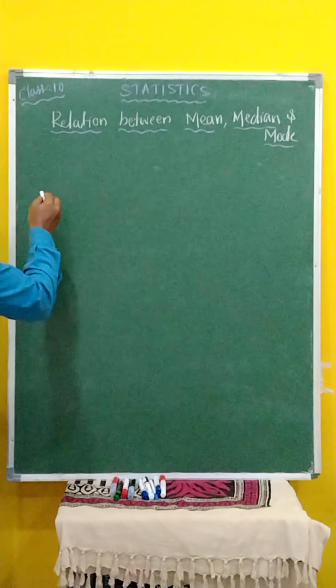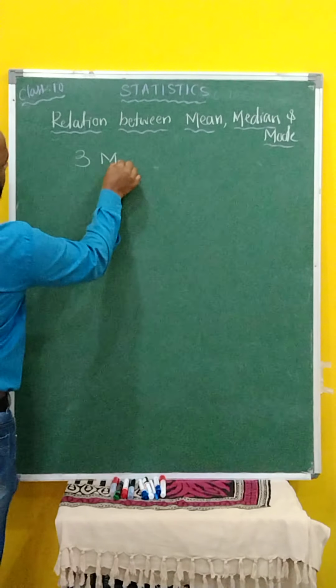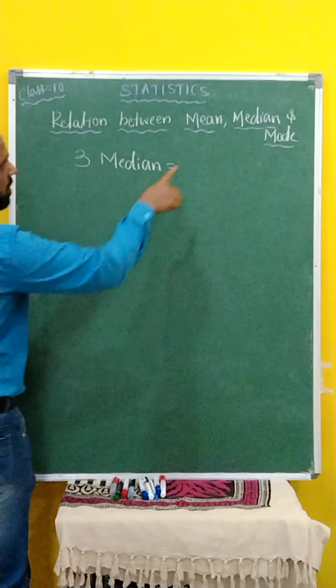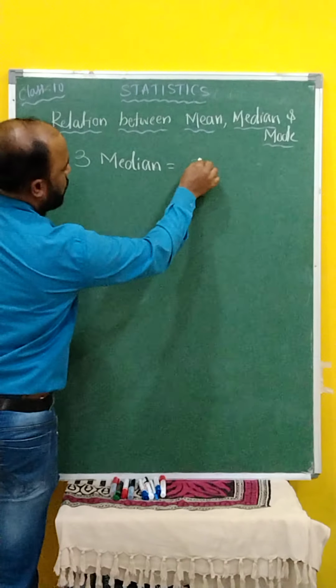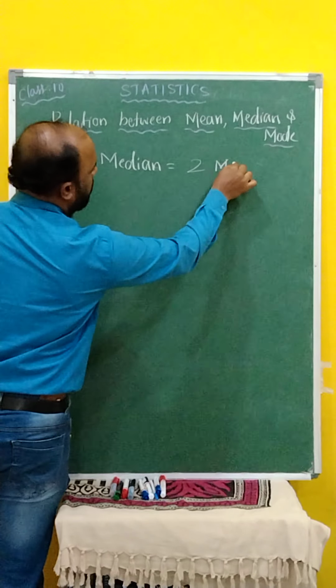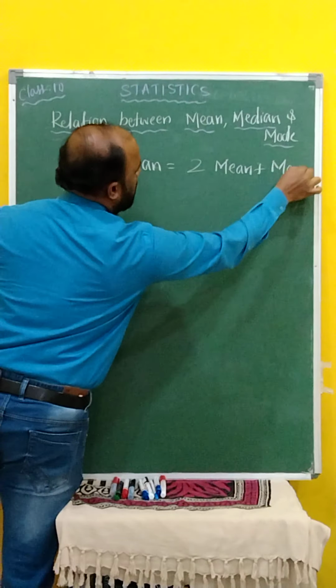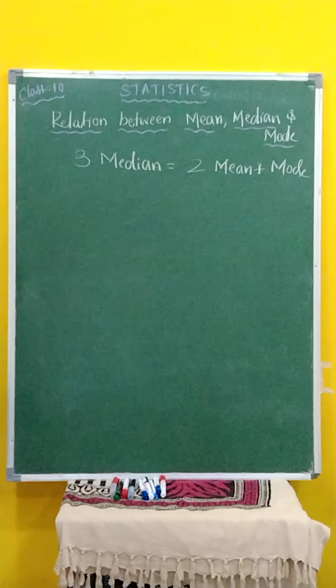We have one relation formula, that is: 3 median is equal to 2 mean plus mode. 3 median is equal to 2 mean plus mode.